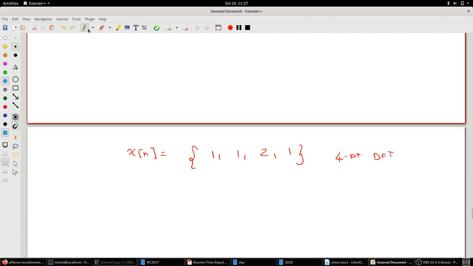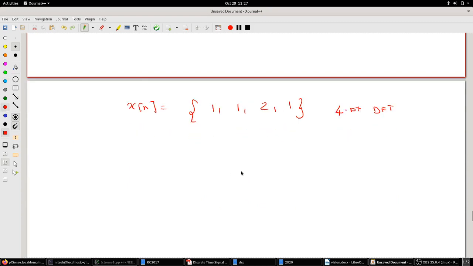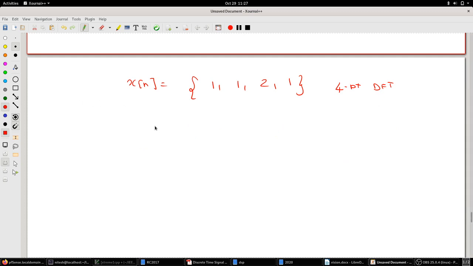So think of a problem. Let's solve one problem, which is given as x of n: 1, 1, 2, 1. Now one conventional way of doing that is you plug it into the formula, that is, you write x of k equal to summation n equal to 0 to n minus 1 of x of n into w k n of n, right? This is one way of solving it, that is, you plug it in.